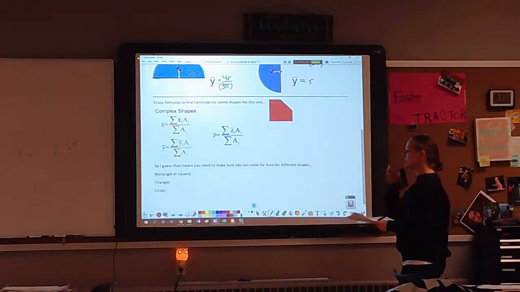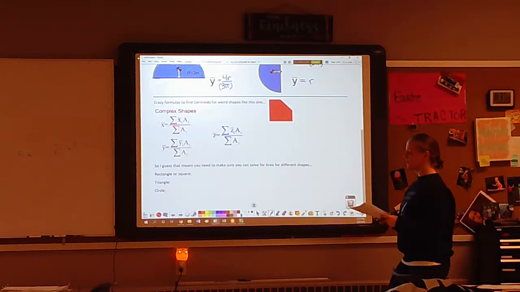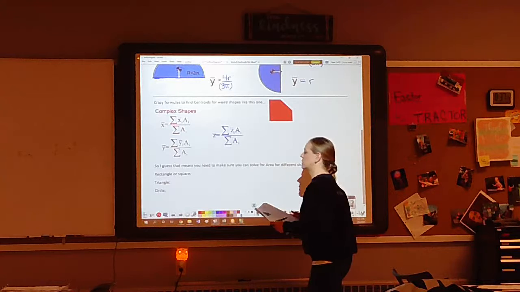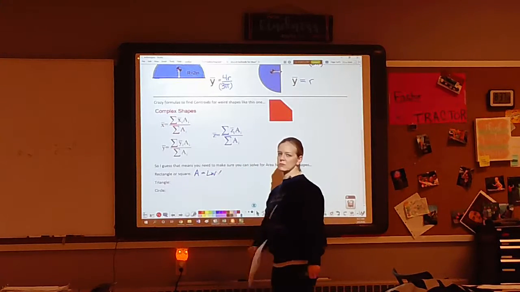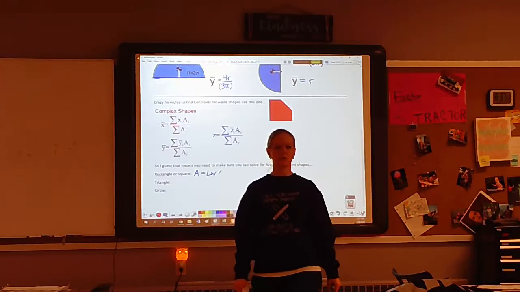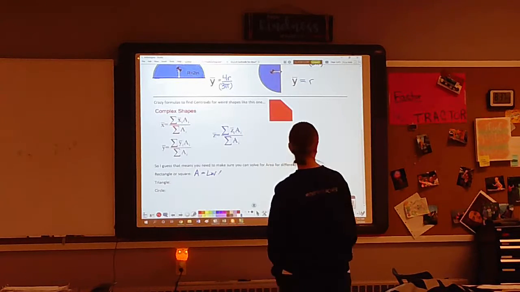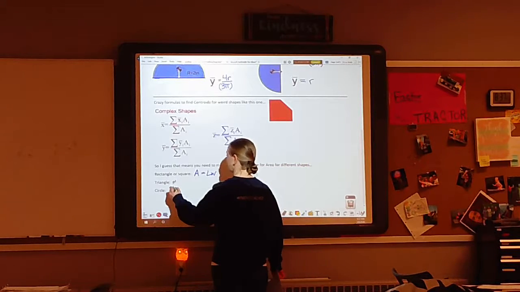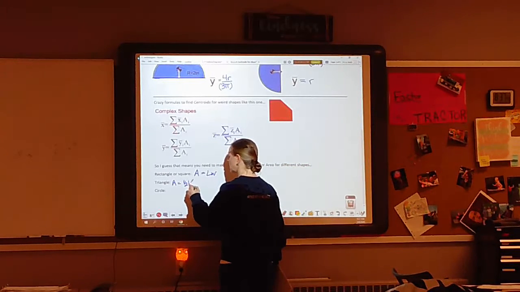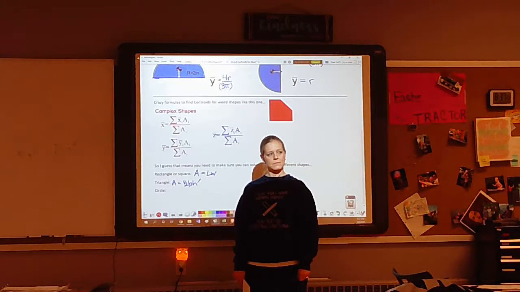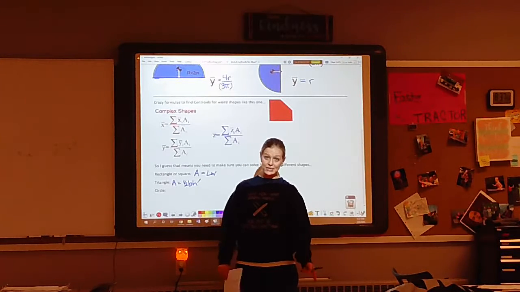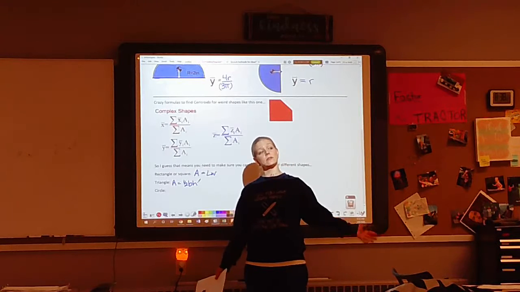So that means you need to make sure you know how to solve for the area of different shapes. Do you remember the area for a square or a rectangle? Good. And you might say, Miss Langeli, I thought a square was s times s. Yeah, I know, it's the same thing as length times width. Triangle. Who remembers the area of a triangle? Boom. Do you know why it's a half times the base times the height? Because it's half a rectangle. Base times height is a rectangle, and half of a rectangle is a triangle.